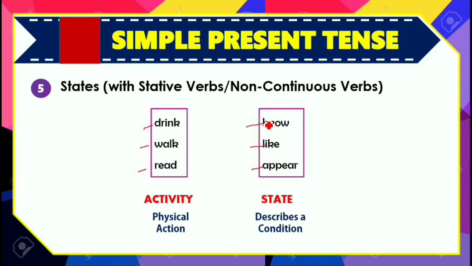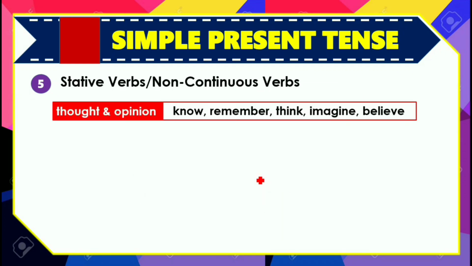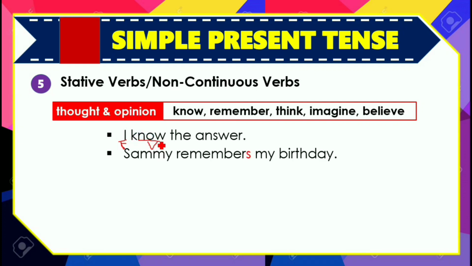It describes a condition. It's not really a physical action, but still they are considered verbs, and they are called stative verbs. Stative verbs relate to thoughts and opinions: know, remember, think, imagine, believe. So again, these are all verbs. They do not show physical action. I know the answer. Here is our subject, I, and here is our verb, know. Sammy remembers my birthday. So Sammy is our subject, which is singular, and our verb is remembers, which is also singular. We added an S to it.